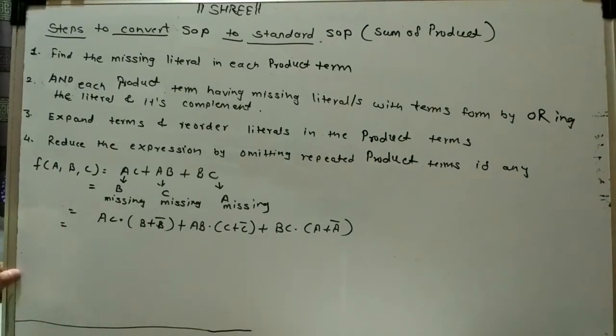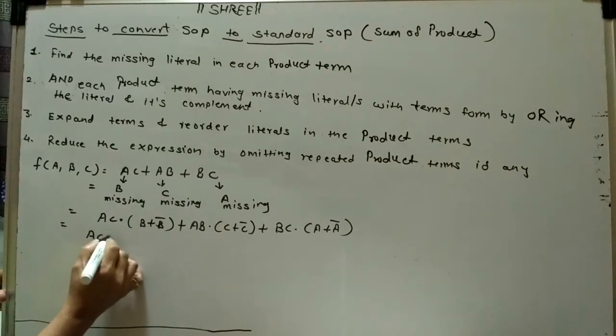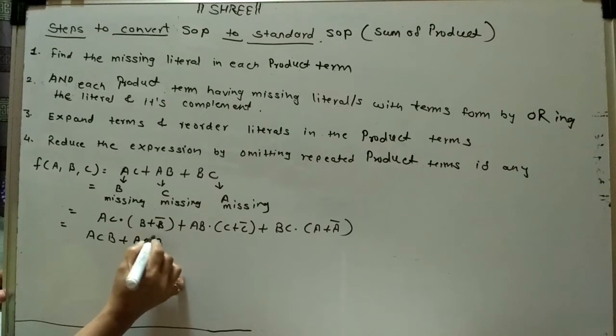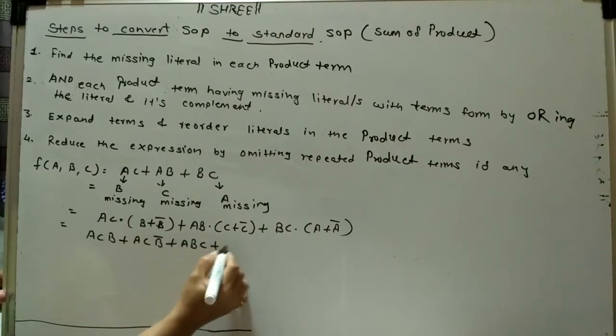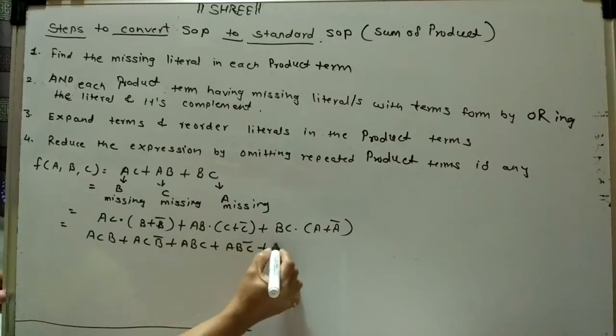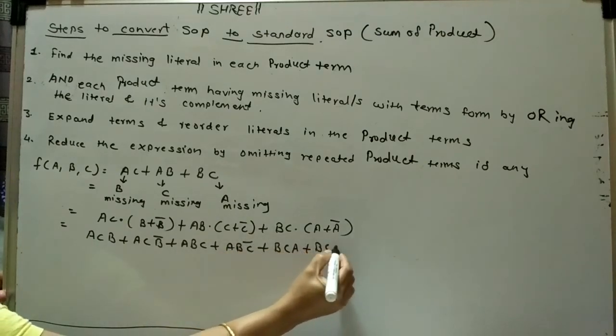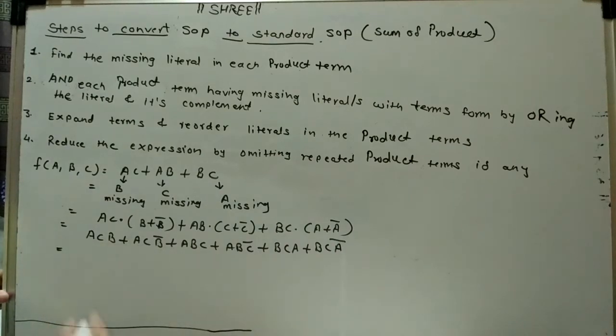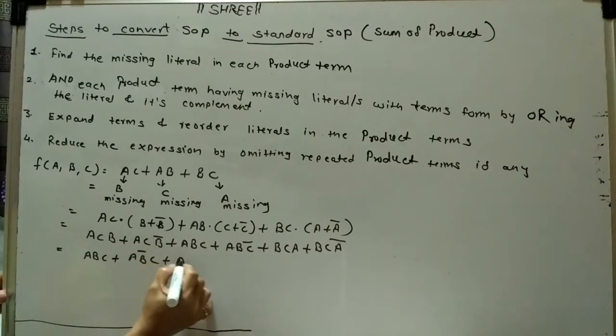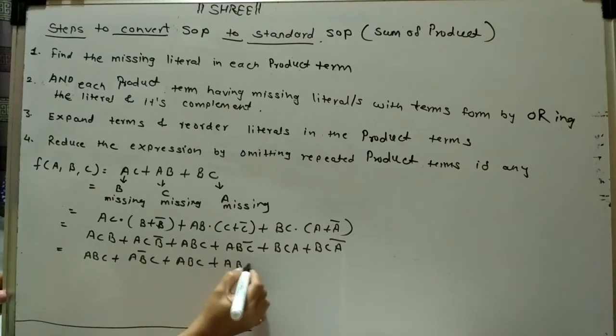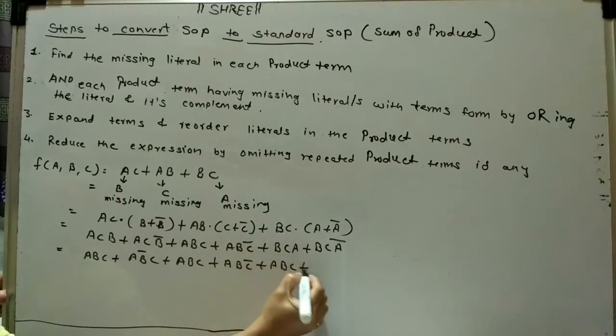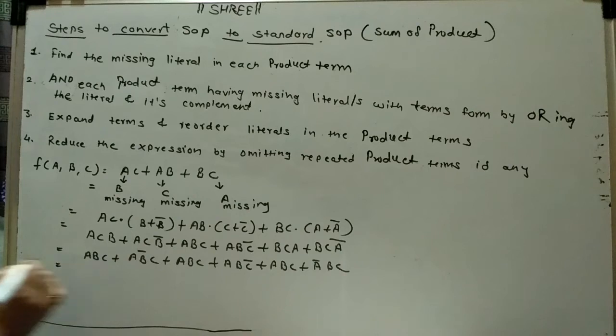Now the next step is we have to expand the terms and reorder the literals. So let us expand this. So this is ACB plus ACB bar plus ABC plus ABC bar plus BCA plus BCA bar. Now we'll reorder it: ABC plus AB bar C plus ABC plus ABC bar plus ABC plus A bar BC. Now the last step is to reduce the expression by omitting the repeated product terms.